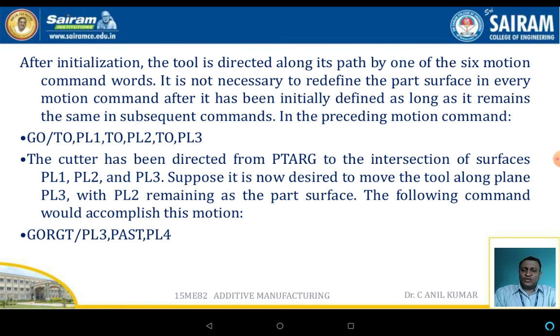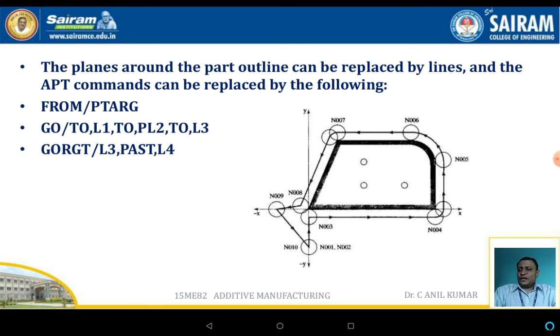Suppose it is now desired to move the tool along the plane PL3, with PL2 remaining as the part surface. The following command has to be used: go right PL3 past PL4. Now the planes around the part outline can be replaced by lines, and the APT commands can be replaced by the following: from the target point go to L1 to PL2 to L3, or go right to L3 past L4.